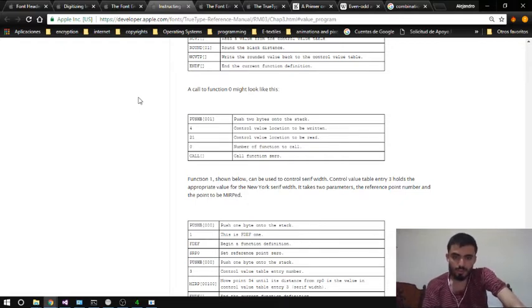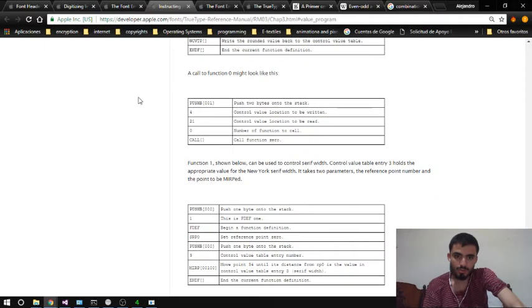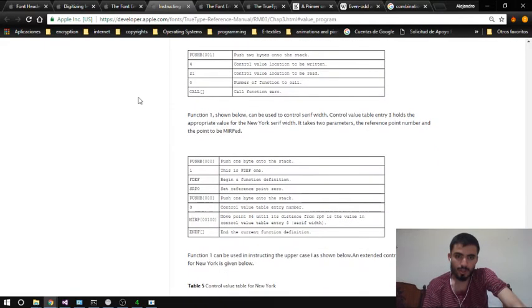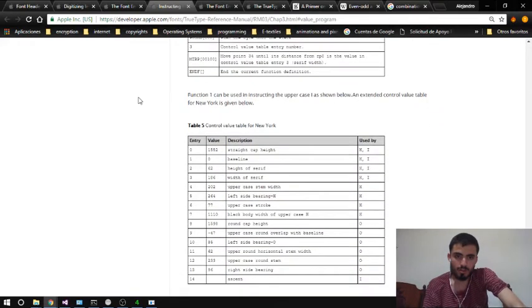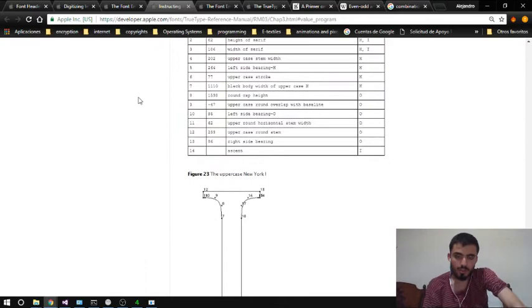Control value location to be written, control value location to be read, number of functions to call, shown below. The uppercase New York.